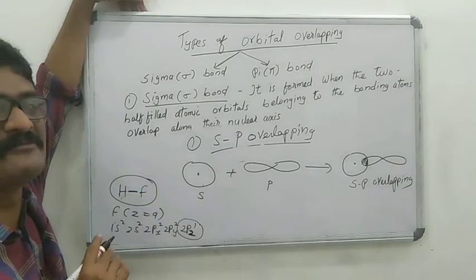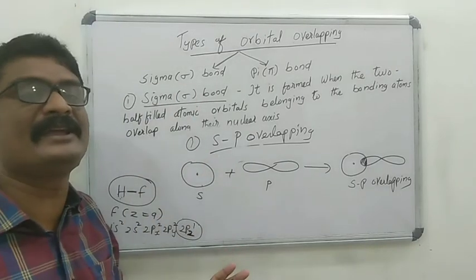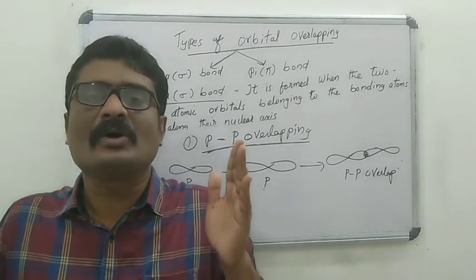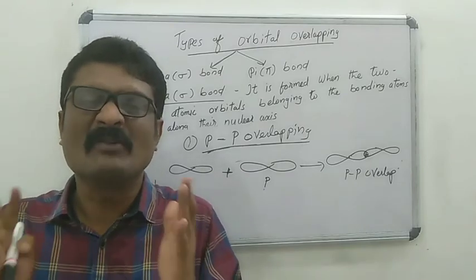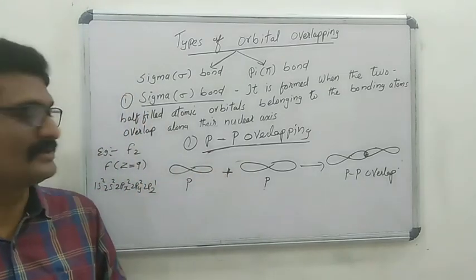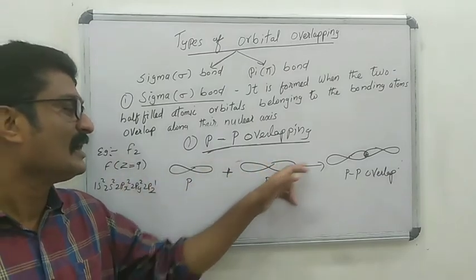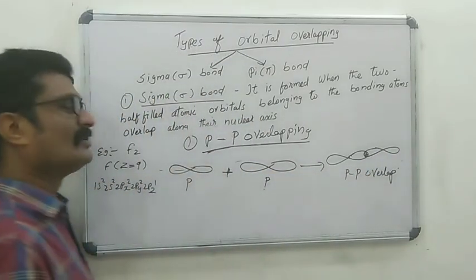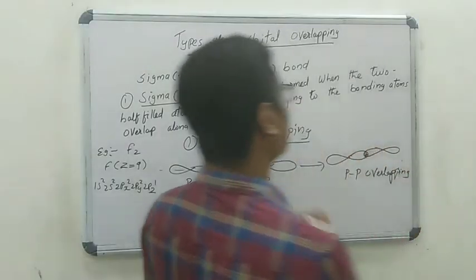The next type of overlapping is PP overlapping. PP overlapping occurs when two half-filled p orbitals overlap along the internuclear axis. Here, the half-filled p orbital of one atom overlaps with the half-filled p orbital of another atom along the internuclear axis and forms a sigma bond.